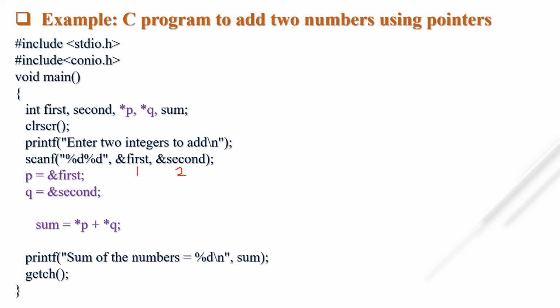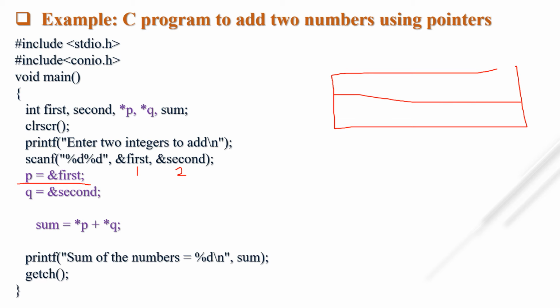Now what is P? P = &first. For example, this is the first variable and this is second. Okay, we stored the value 1 in the variable first, and in the variable second we stored the value 2. Suppose the address of the first variable is 5000 and the address of the second variable is 5002.